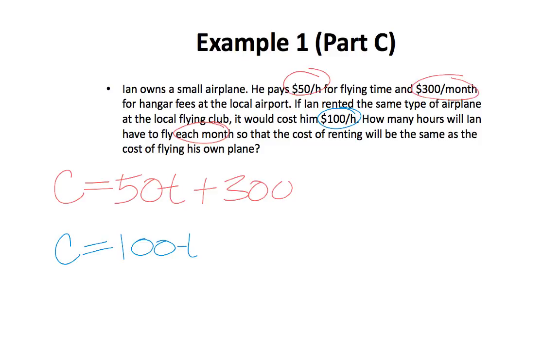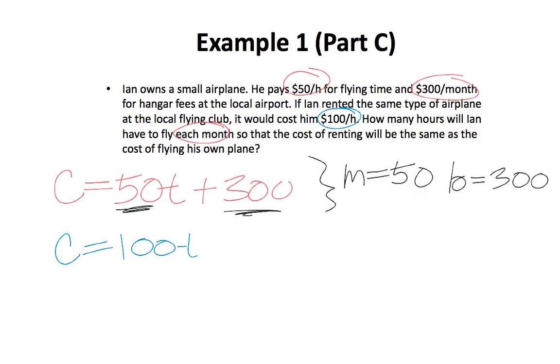If you were to graph C equals 50T plus 300, the slope would be 50, while the y-intercept would be positive 300. Let's just make a brief note of that. So the slope would be equal to 50, and the y-intercept would be equal to positive 300. Meanwhile, if you were to graph C equals 100T, the slope would be 100, and the y-intercept, since there is no value here, would be 0. So let's make a brief note of that. So the slope here would be 100, and the y-intercept would just be 0.